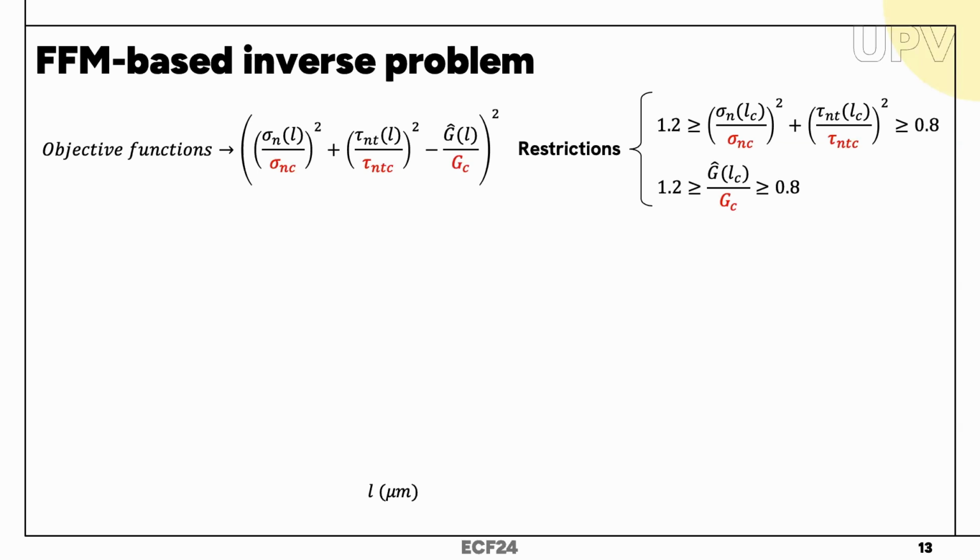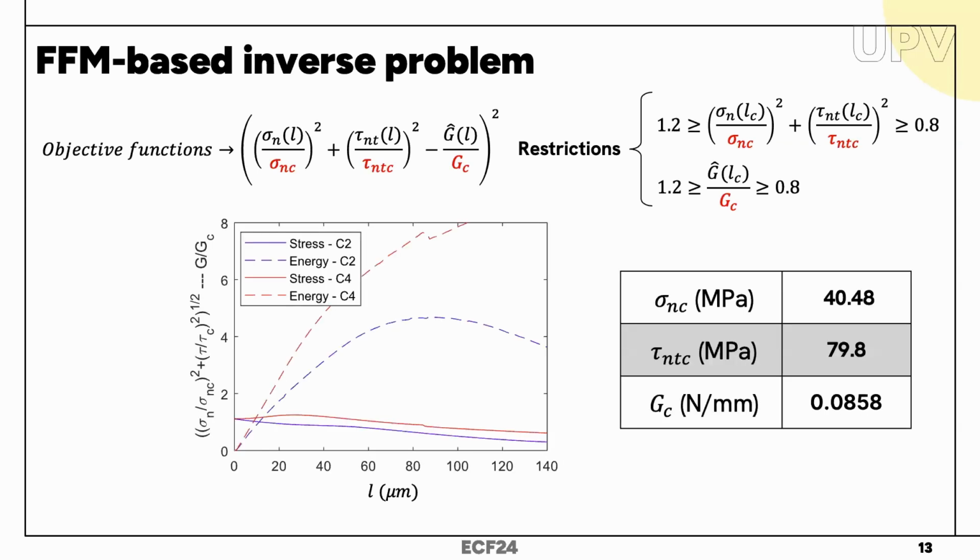So we have employed multiple objective functions and an optimization algorithm to calibrate these properties. And we have applied some restrictions to reduce the number of possibilities. This has been employed for several tests. After all this work, we've been able to calculate the normal strength, the tangential strength, and the toughness of the interface. Note that in this case, we have used a quadratic criterion for the interface stresses to consider also the shear stress.